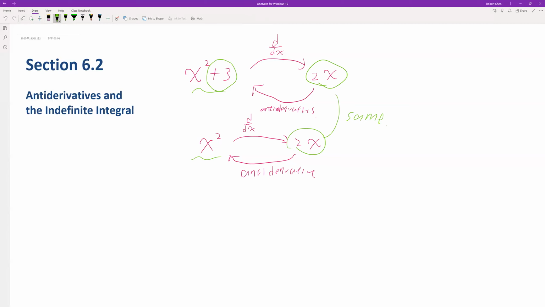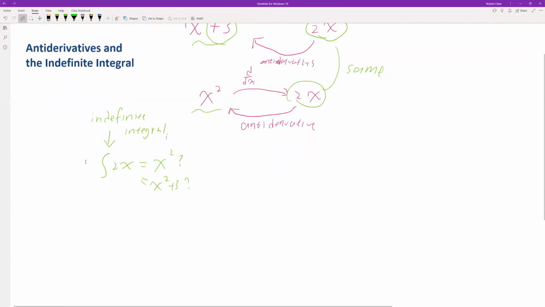All right, so the question is, if we integrate 2x, is it x squared or is it x squared plus 3? Or is this something else? That's something we have to think about. And this is called an indefinite integral. An indefinite integral is basically an integral with no bounds. No upper bound or lower bound. No bounds. And this is what we're going to look at in this section.